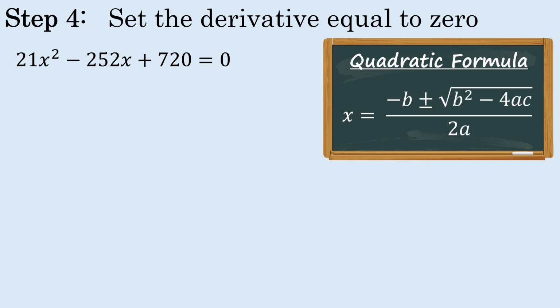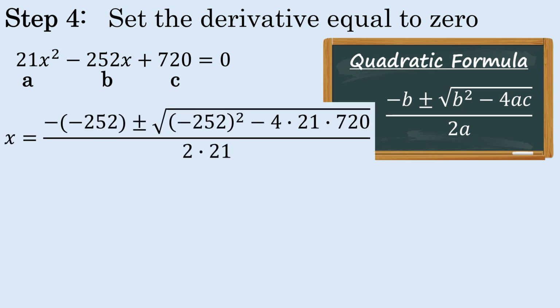It is x equals negative b plus or minus the square root of b squared minus 4ac all over 2a, where the coefficient on the quadratic term is a, the coefficient of the linear term is b, and the constant is c. So we'll simply substitute the values of 21, negative 252, and 720 for a, b, and c respectively into the quadratic formula, and we'll be done with step 4. We'll have set the derivative equal to 0. So negative b in this case will be the opposite of negative 252, plus or minus.